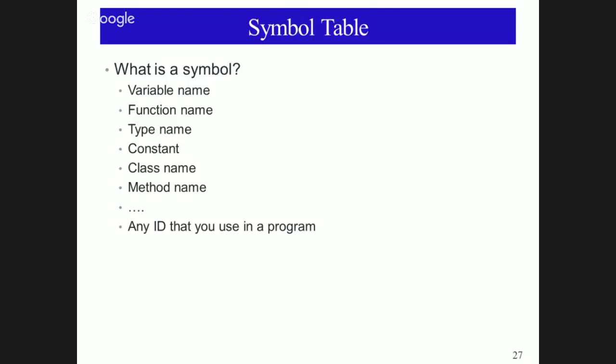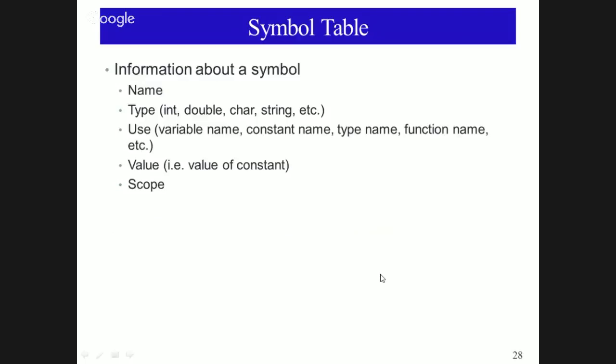The symbol table you're going to build for lab 1A is just a symbol class. It just doesn't have to have all this stuff yet. A symbol is any user-defined name: variable name, function name, type name, constants, class name, method name. Any ID you use in your program is a symbol. Usually, these are the pieces of information we care about.